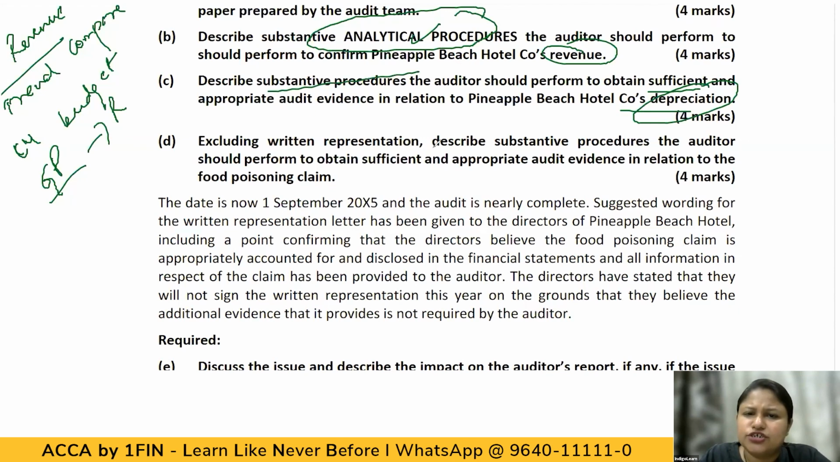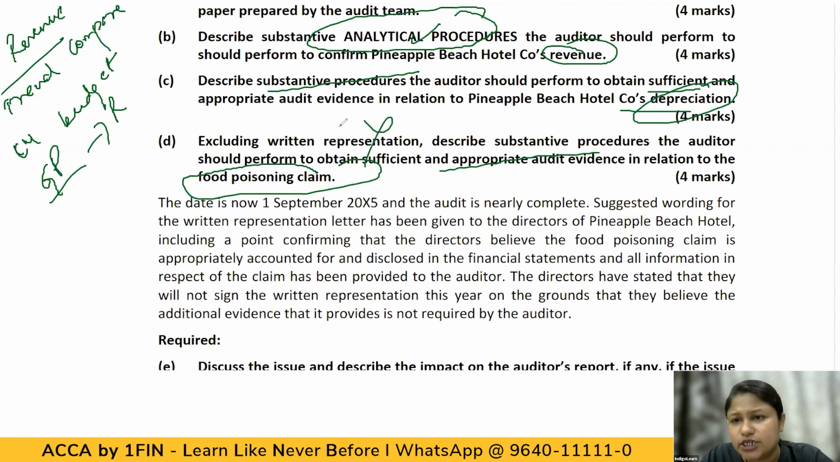Excluding written representation, describe substantive procedures the auditor should perform to obtain sufficient appropriate evidences relating to the food poisoning claim. So for the food poisoning claim, except for written representation, you can have an external confirmation from your legal counsel. Have a communication with the legal counsel and understand what could be the probability of losing, or what is the current situation, what is the claim that could be raised on the company if the lawsuit is actually lost by them.